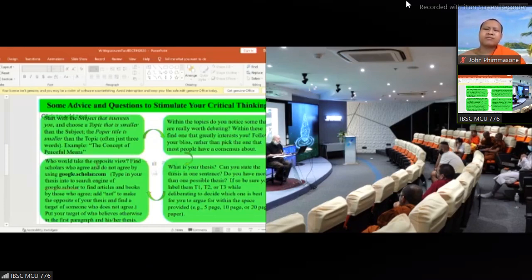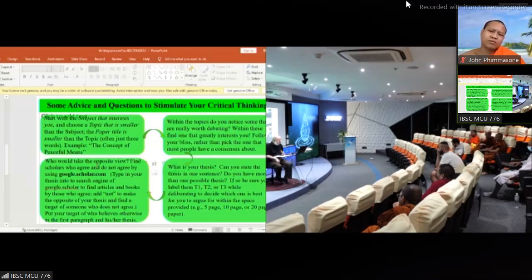And then I do the opposite. I put my thesis into Google Scholar, and then I put "not," making the negation of my thesis. And the same thing, press enter. You generate a list of people who disagree with you, maybe in a book, maybe in an article. And the same thing, I save the data for further study.